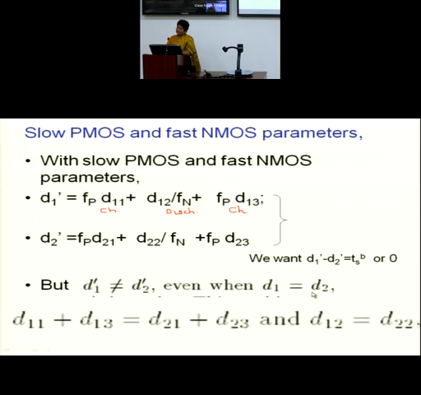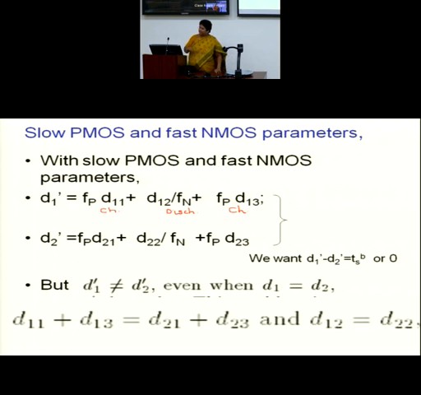Now in this situation, if I want D1 prime minus D2 prime to be 0, it should be equal to D1 minus D2. Nominally your values will be equal, D1 equal to D2, but because of fast and slow, D1 prime is not the same as D2 prime. So still I want D1 prime minus D2 prime to be equal to D1 minus D2, because D1 minus D2 may be some skew value. Even if there is a process variation happening, the difference between the two delays should be the same as D1 minus D2.